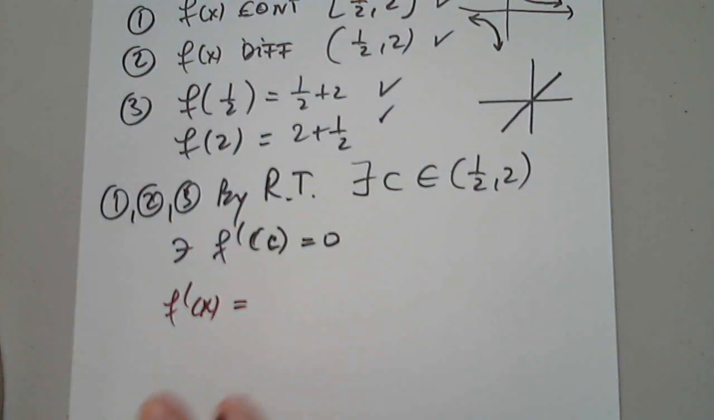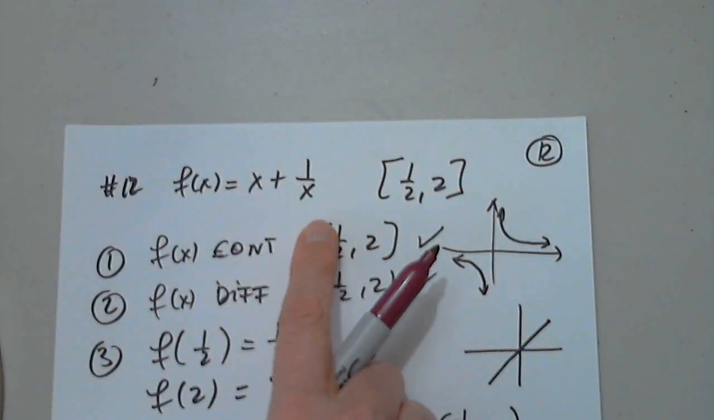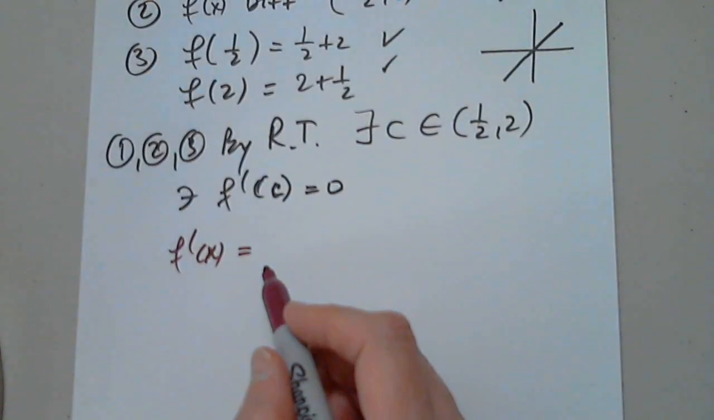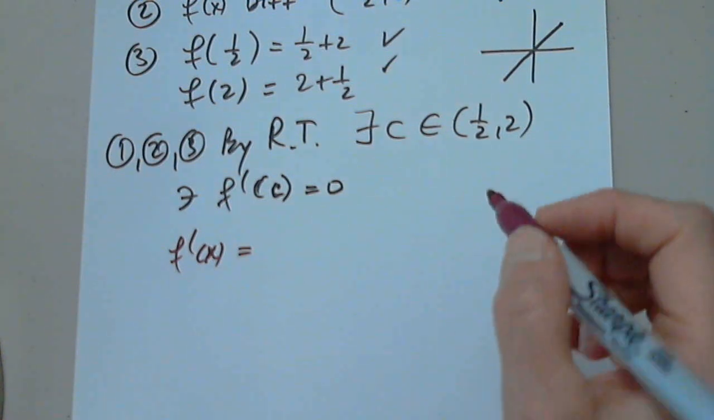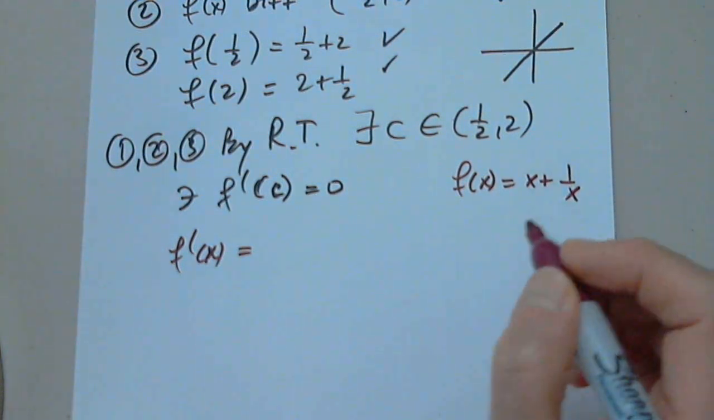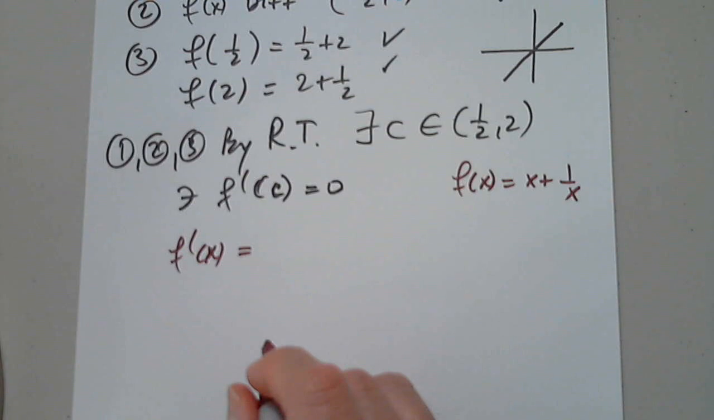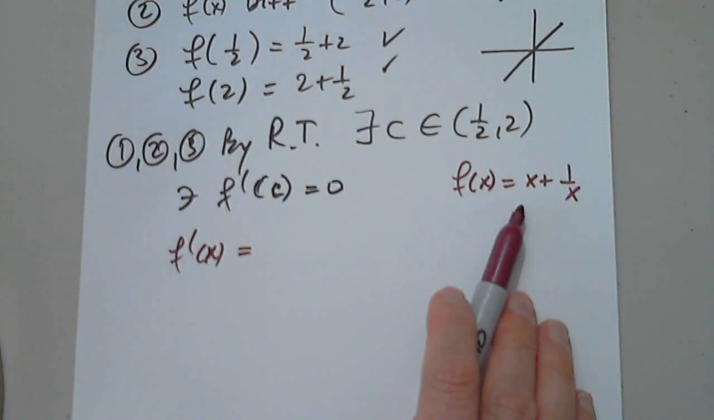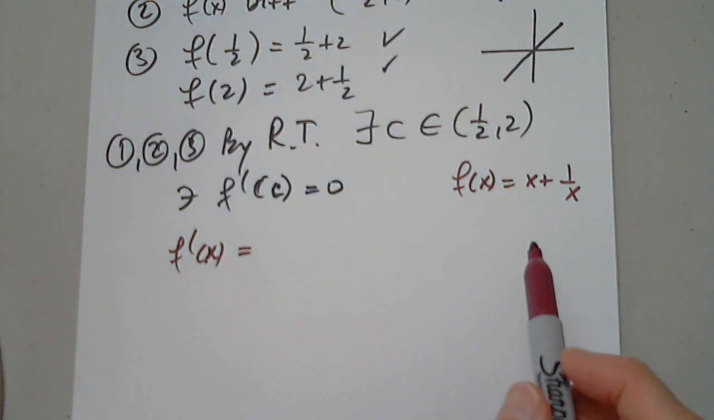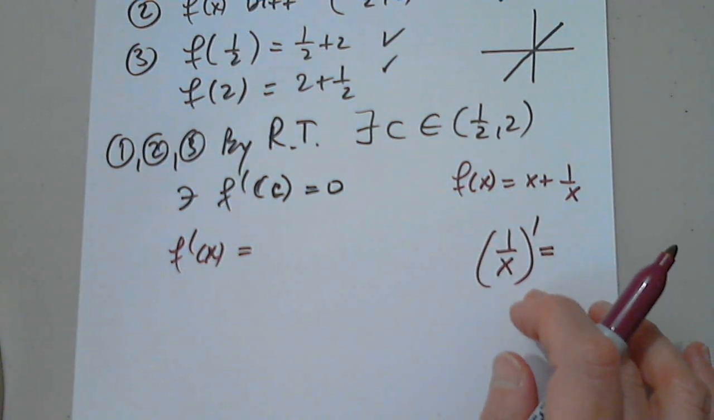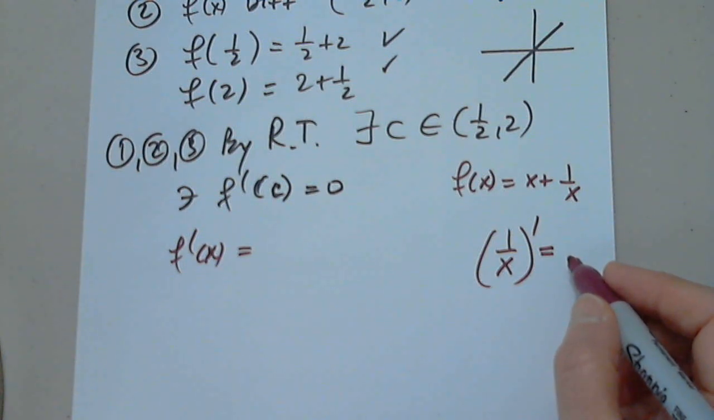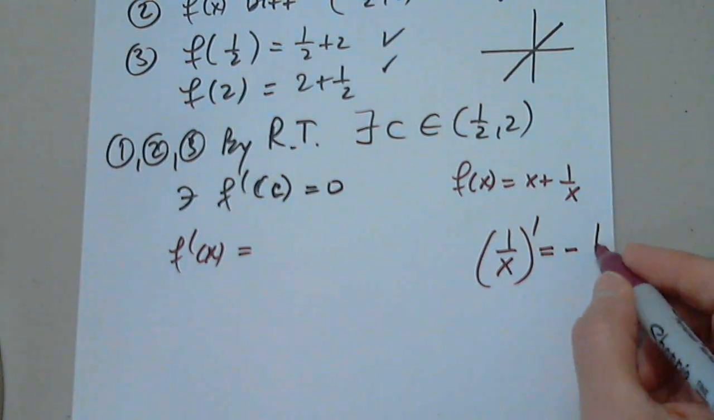So can anyone give us f prime of x? I can't leave it in the middle. Can you put f of x back on the screen? Yes. x plus 1 over x. So what is the derivative? Anyone? So we discussed this a long time ago, and we will never forget the derivative of 1 over x: negative x to the negative 2, which is negative 1 over x squared. Perfect.